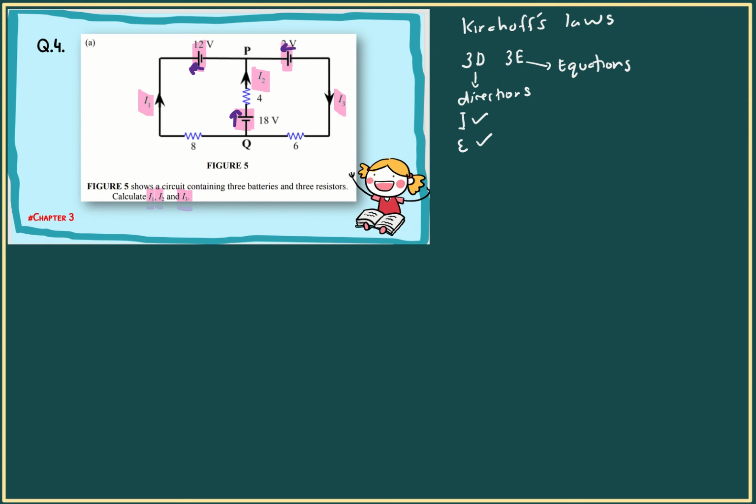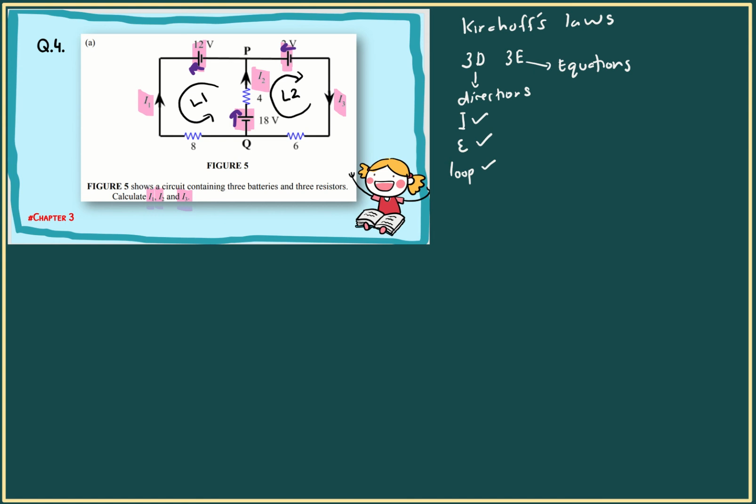And last one, we want to draw the direction of the loop. It's up to you. You can draw clockwise or anti-clockwise. Mine will be both. For loop number 1, anti-clockwise, and for loop number 2, clockwise. So that's mine.